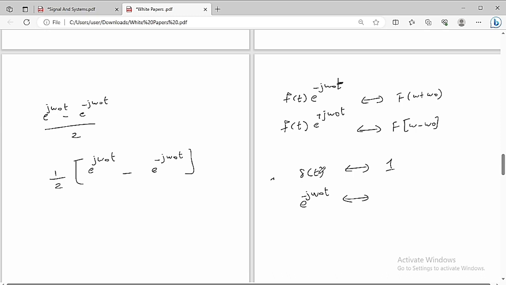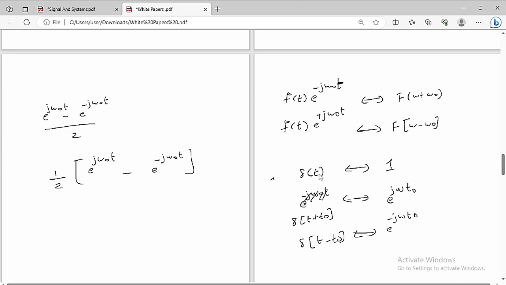And I already told you one more important point. Delta of t plus t0: you know what the Fourier transform is? E to the power of j omega t0. And delta of t minus t0 has the Fourier transform e to the power of minus j omega t0. These important formulas I have already told you.